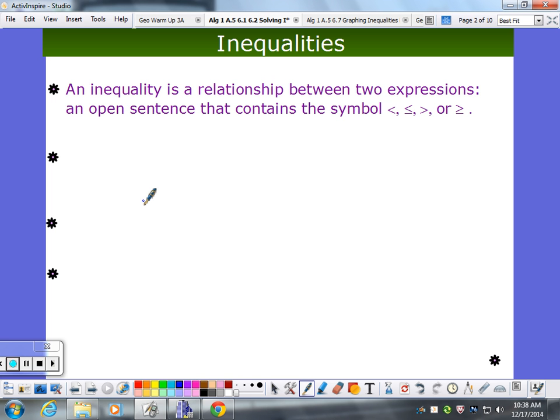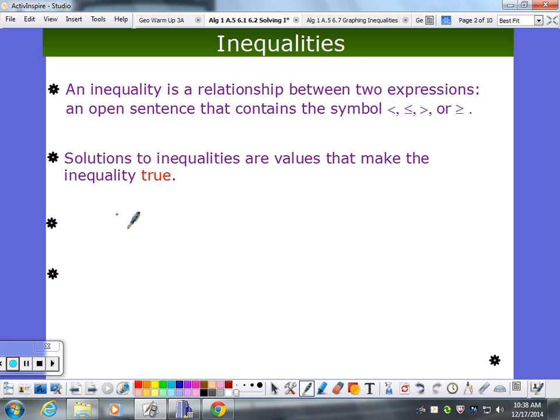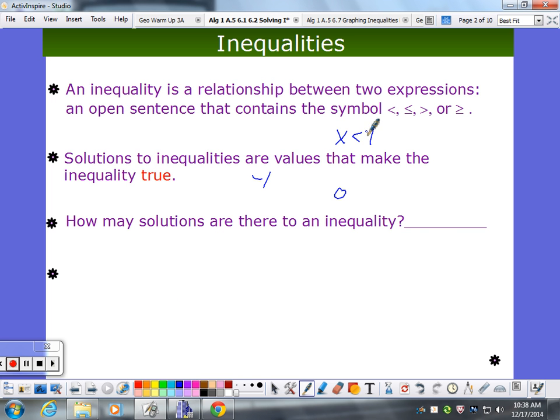Inequalities have less than, equal, greater than equal, right? Solutions to inequalities are values that make the inequality true. So if you say x is less than 1, what's the solution to x is less than 1? 0, because it's less than 1. What's another one? Negative 1, right. So is 2 a solution? No. Has to be less. Is 1 a solution? No. How many solutions are there? Infinite number.